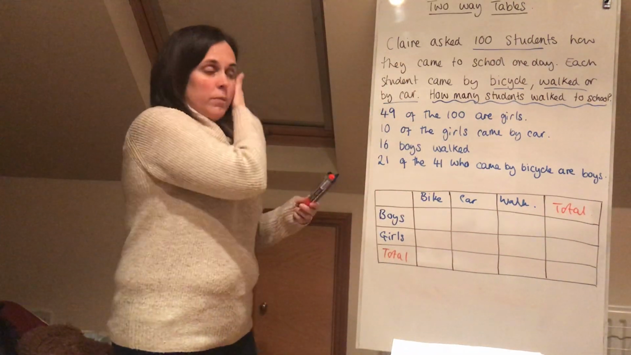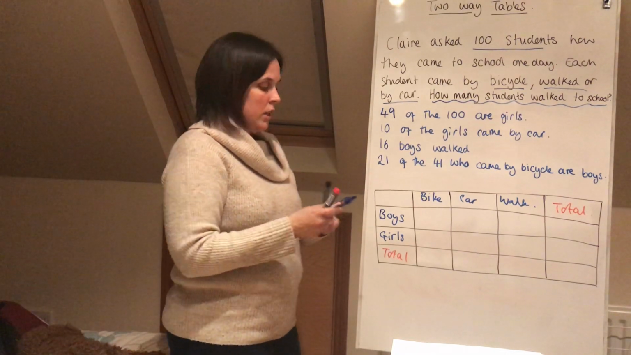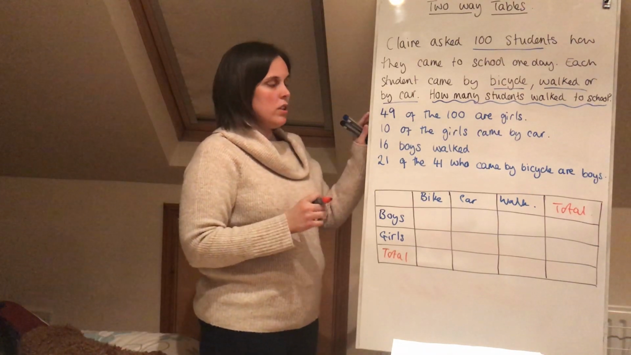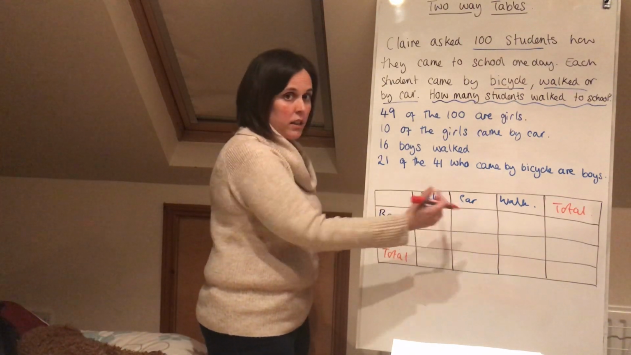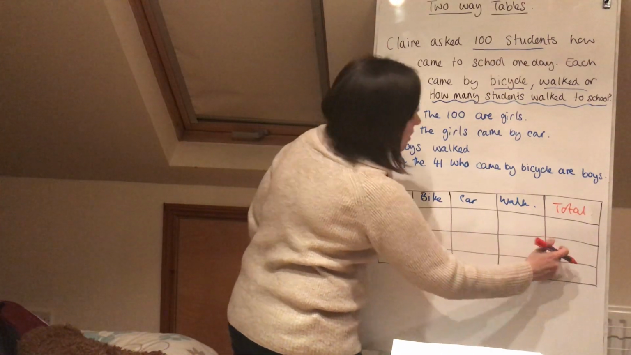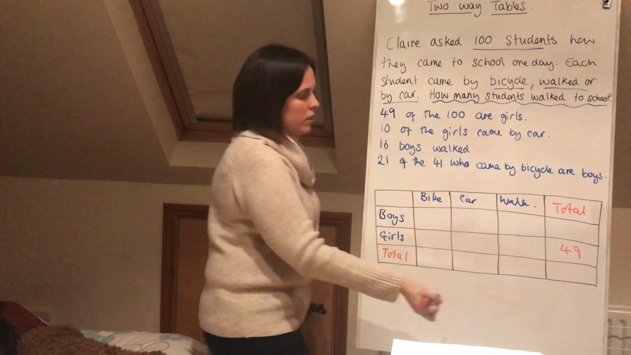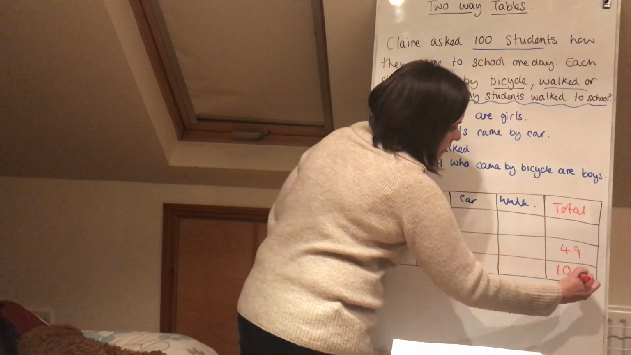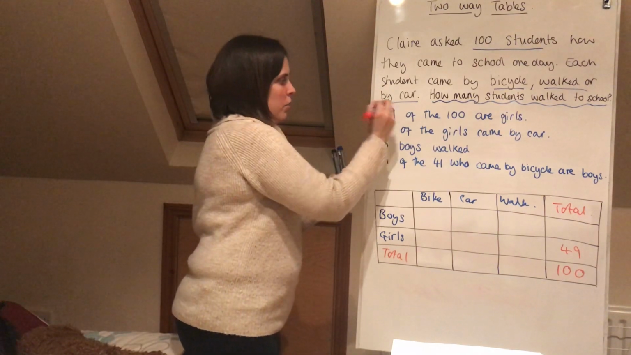And then we have to go through and basically just fill in the information that we've been given, alright? So what we've been told is that 49 of the 100 are girls. So you go to your girls, and this is the total then, isn't it? Okay, it's not one of the modes of transport, it's just the total number of girls, and that is 49, okay? Now the other thing that we do know is that there are 100 students. Now this box here is the total of everything. So that is 100. Okay, we've used that one then.